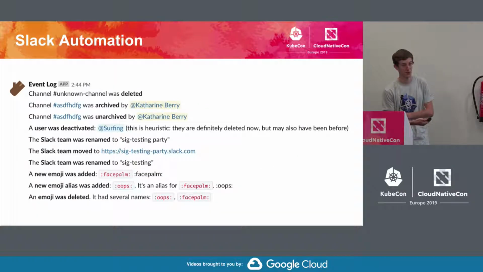Similarly, we needed some sort of event log so we could have auditing of what was happening in the Slack. So this tells when channels are created, teams, stuff like that, and the emoji changes as well, which are critically important.